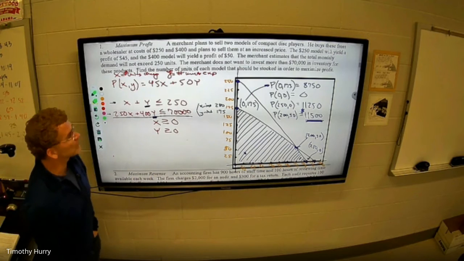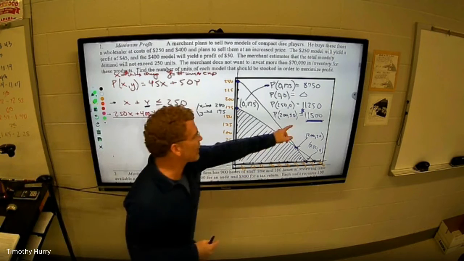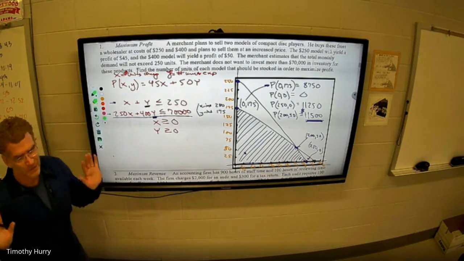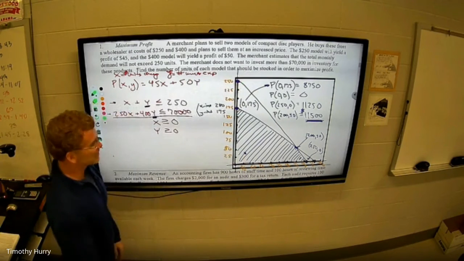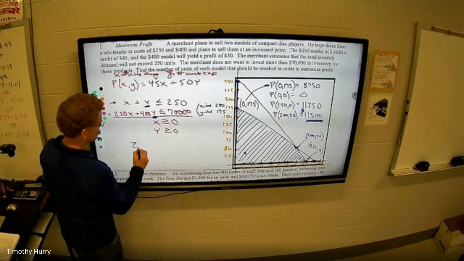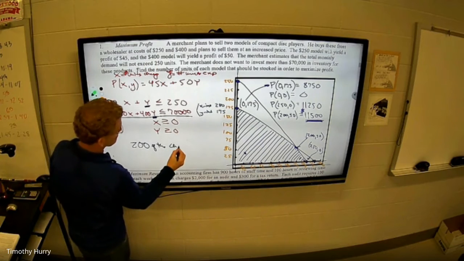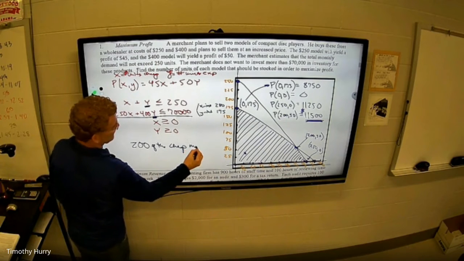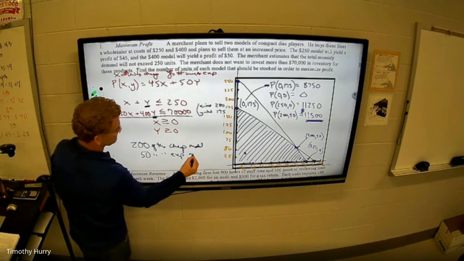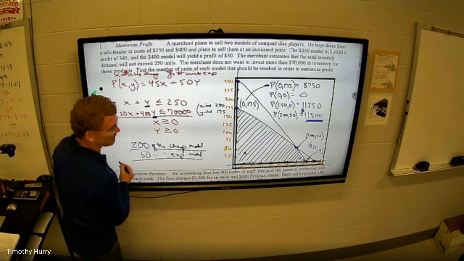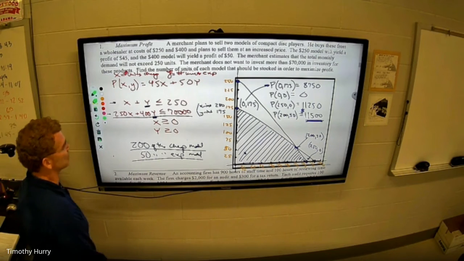So have I answered the question yet? I have people all the time go, maximum profit is 11,500. Now you've got to find a number. Was that the question? The question was find the number of units of each model. So the number of units of each model, I want to sell 200 of the cheap model, and I want to sell 50 of the expensive model. Now that might not be the question. The question might be profit. It could be something else, but make sure you pay attention to that question.